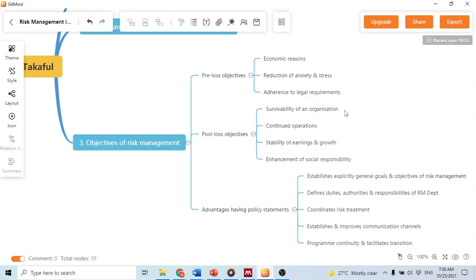And then the post-loss objective is after the loss or the risk has actually happened. So what is the objective that needs to be taken by the institution? The first one is to ensure the survivability of an organization. This objective will encourage an organization to develop a good risk management program to ensure the organization's capacity to recover after disaster. So what is the action to be taken after the disaster?